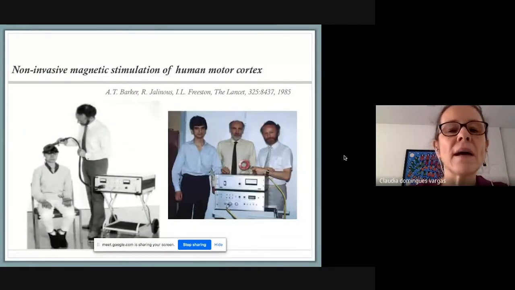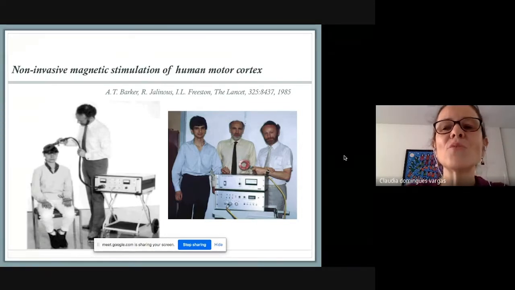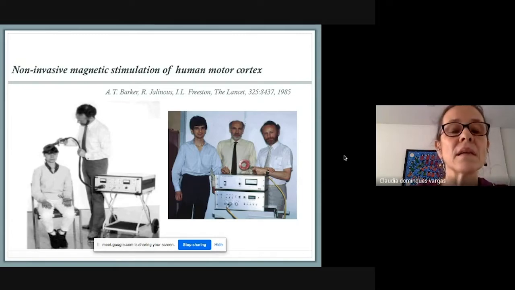But let's start with TMS, the transcranial magnetic stimulation technique, which was first presented to the world in 1985. It was work from Barker and collaborators. This technique consists in the application of a strong magnetic field of high intensity and very short duration on the volunteer's scalp, as depicted in the picture here. This stimulation induces the depolarization of the underlying neurons.